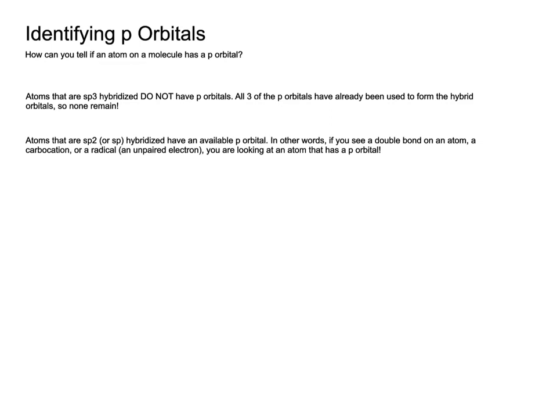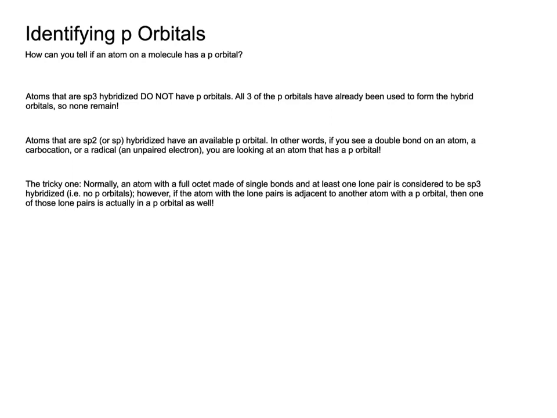In other words, if you see a double bond on an atom, or if you see a carbocation or a radical, you are looking at an atom that has a p orbital. Now here's the tricky one. Normally, an atom with a full octet, with the octet made of single bonds and at least one lone pair, is considered to be sp3 hybridized. In other words, it has no p orbitals.